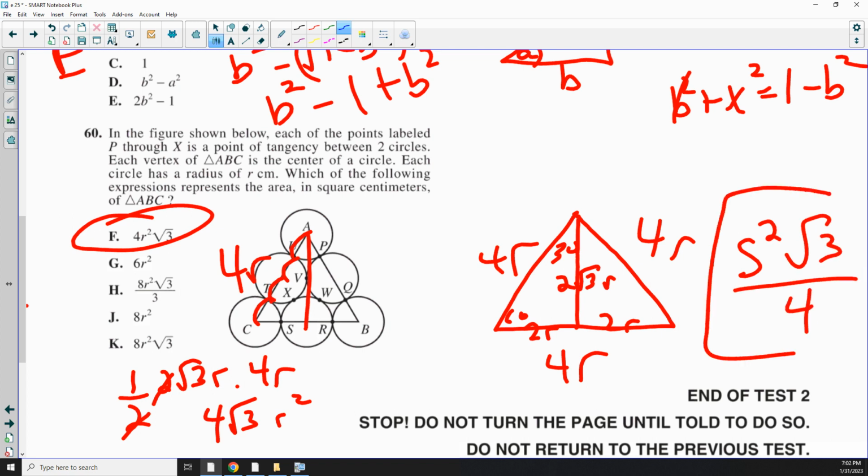This is the formula for equilateral. Plug in 4r for the side, and you would get 4 root 3 r squared after you squared it and canceled. Well, that's all, folks.